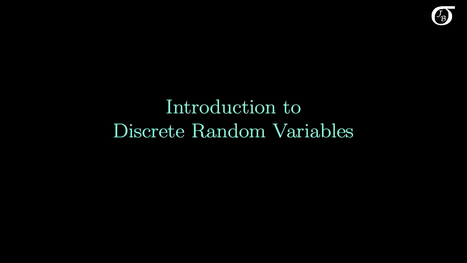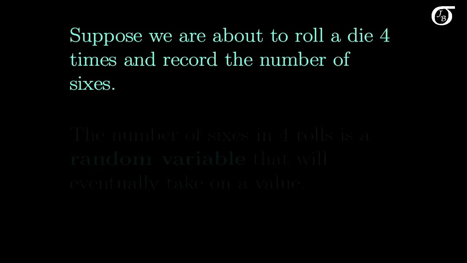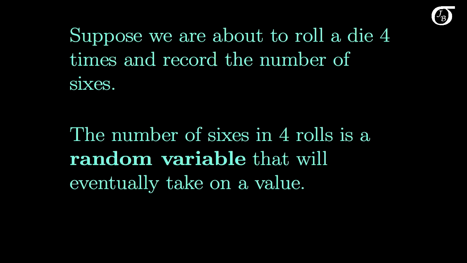Let's take a look at an introduction to discrete random variables. Suppose we're about to roll a die 4 times and record the number of 6s. The number of 6s in those 4 rolls is a random variable that will eventually take on a value. When we carry out the rolling and count it up, we know that we're either going to get 0 6s, 1 6, 2 6s, 3 6s, or 4 6s. We simply don't know which one of these 5 values is going to happen.